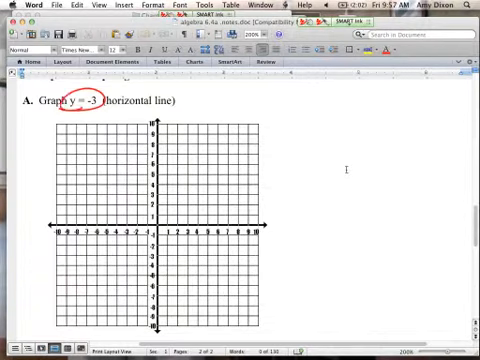This kind of makes sense. Y equals negative 3. So what that means is I'm going to go find negative 3 on my y-axis. Go find negative 3 on your y-axis and put a point. And then because it's y equals a number, you just have to kind of remember it's a horizontal line because it's y. So it's a horizontal line through negative 3. So we just draw a horizontal line right through negative 3 on the y-axis.